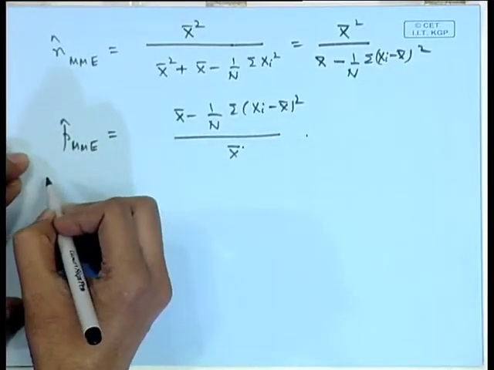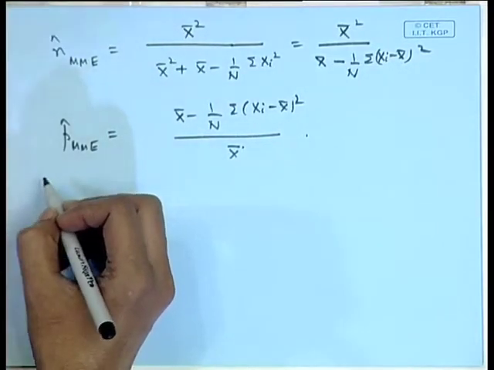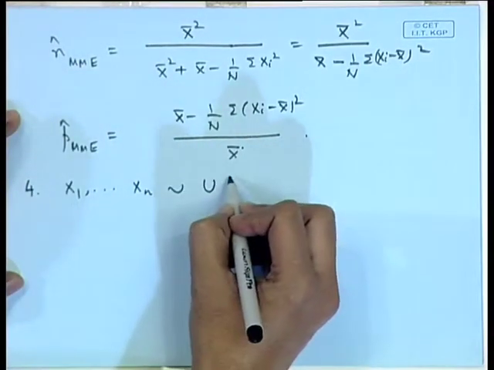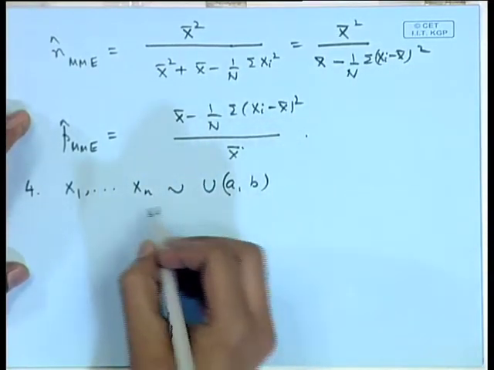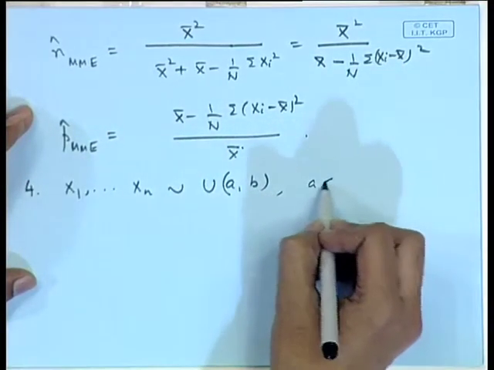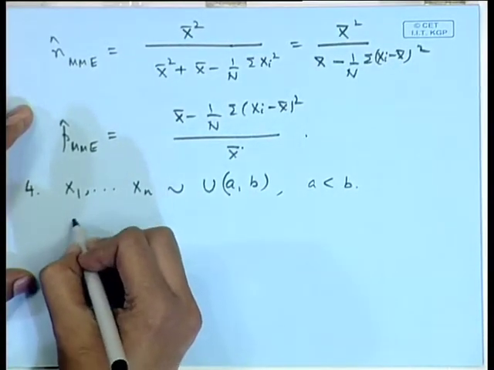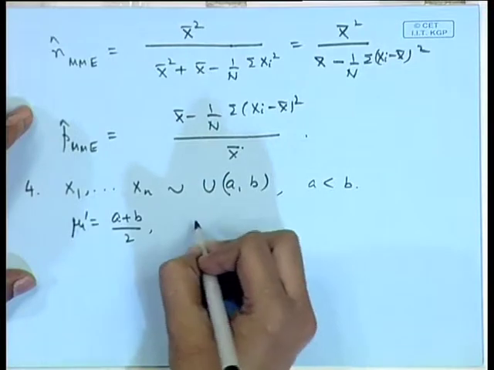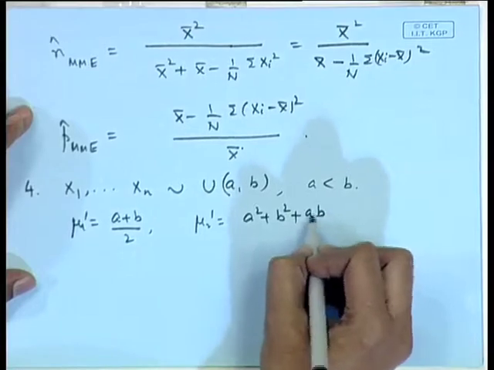Let us take another example. Suppose we consider a 2 parameter uniform distribution. In a 2 parameter uniform distribution, we have a and b as the parameters. Now, let us consider, say, first moment. Here the first moment is a plus b by 2, and the second moment is a square plus b square plus a b by 3.